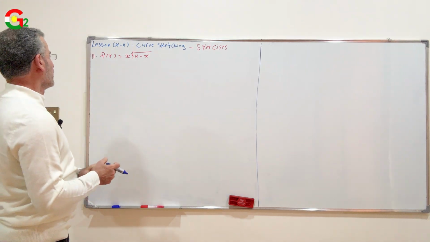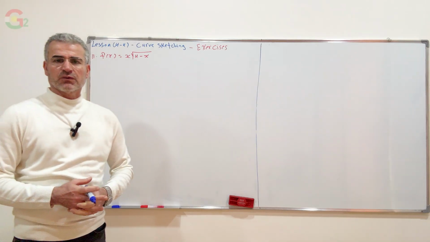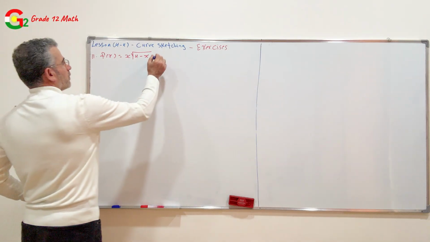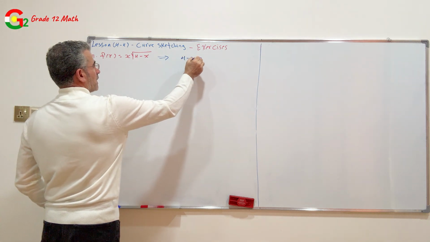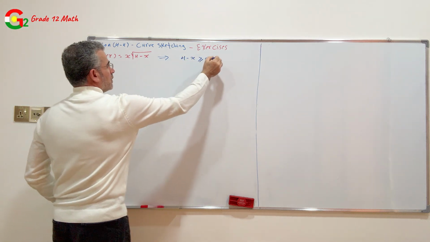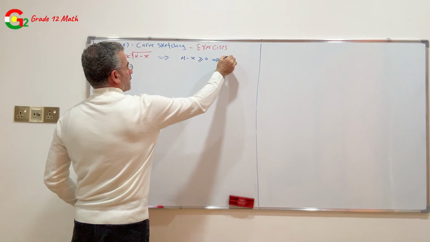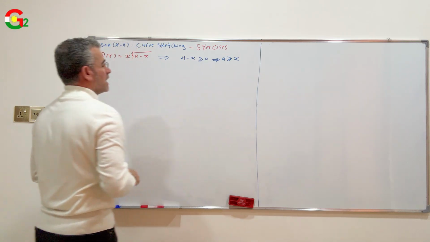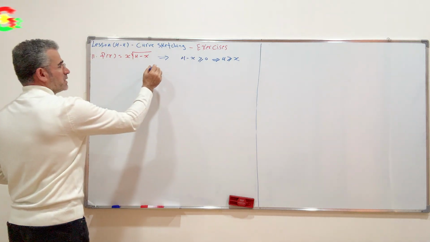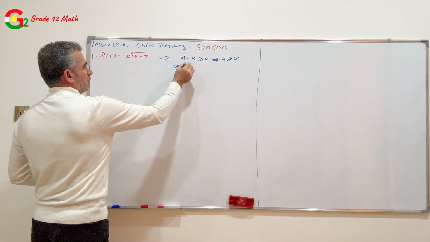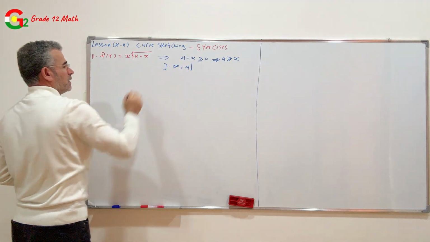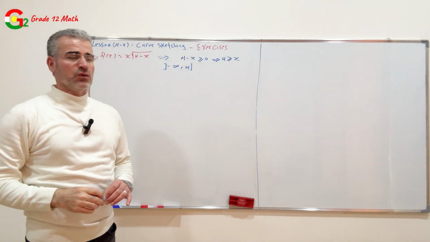Question number 11. Sketch the graph of the function f of x equals x times square root of 4 minus x. For the domain of this function, we set 4 minus x greater than or equal to 0. Therefore, 4 is greater than or equal to x, or x is less than or equal to 4. The domain is from negative infinity to 4 including 4, or real numbers from negative infinity to 4.